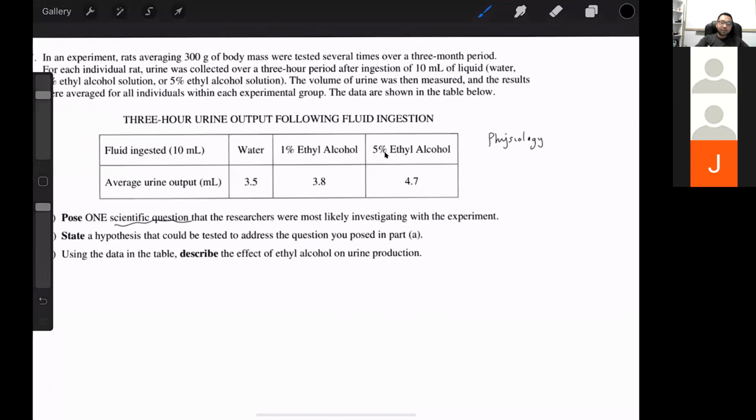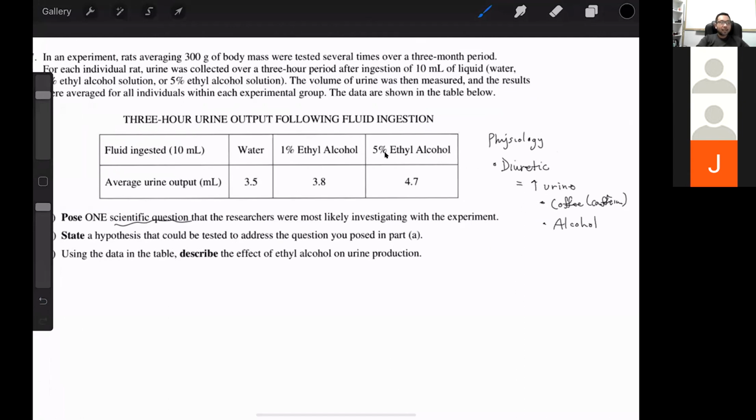So just to give you a little bit of background as to what we're looking at, ethyl alcohol is a substance that we call a diuretic. A diuretic is a substance that increases urine production. In some other examples, we might say coffee is a diuretic, or caffeine for that matter. Alcohol is a diuretic, and so on, all right? And there are some other diuretics too that are just escaping my mind right now.